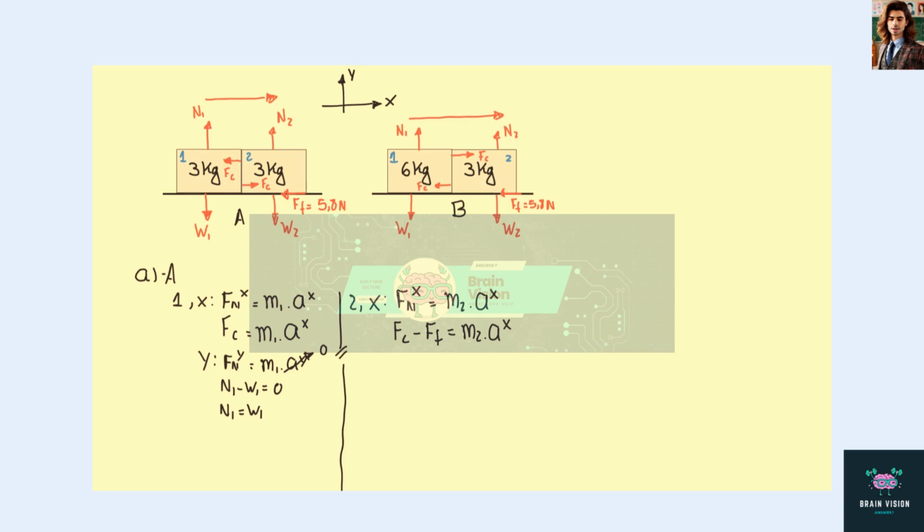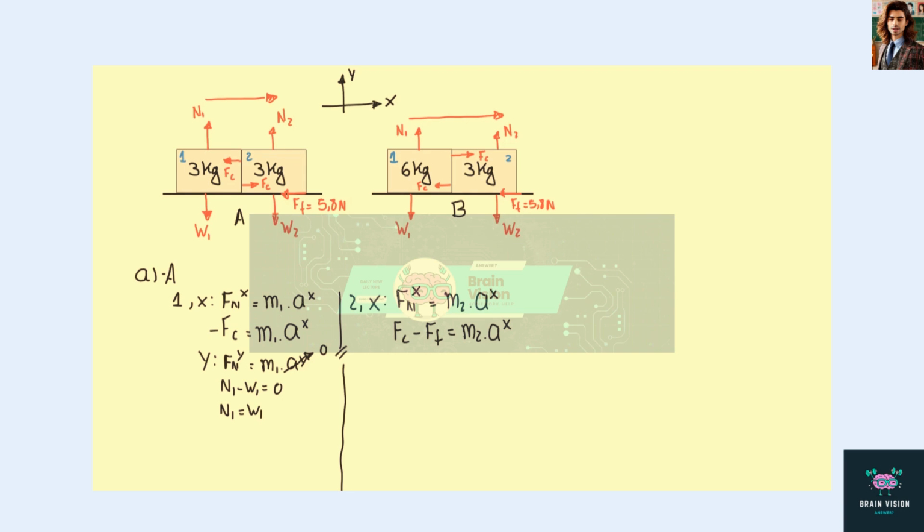Before moving further, let me correct something that I have forgotten. This force isn't positive, because this is the contact force that block number 2 exerts on block number 1, and it points to the left. So in our reference frame, it is a negative force. So minus Fc is equal to m1 times the acceleration in the x direction.